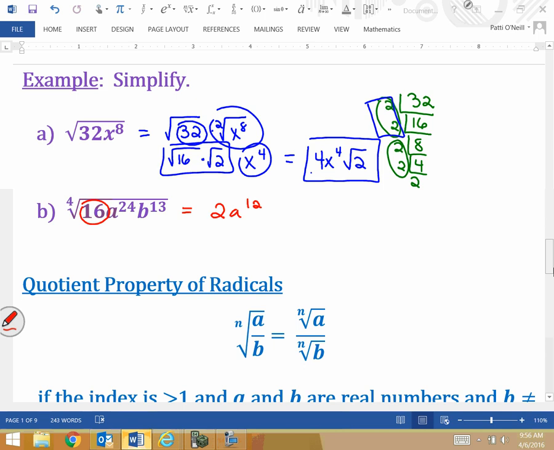And the 4th root of b to the 13th, now this is the first time that we've seen something that doesn't divide in evenly. I'm going to take the 4 and divide it into the 13. That goes in 3 whole times, so I'm going to pull out a b to the 3rd. And I have 1 power left over to get to the 13. That's going to stay underneath the radical sign because I can't simplify that any further. So my final answer is 2a to the 12th, b to the 3rd times the 4th root of b.